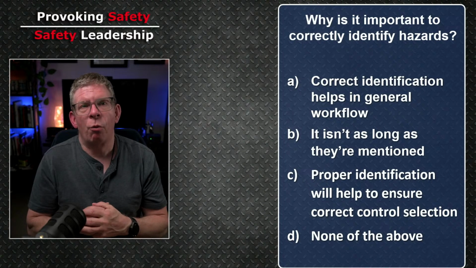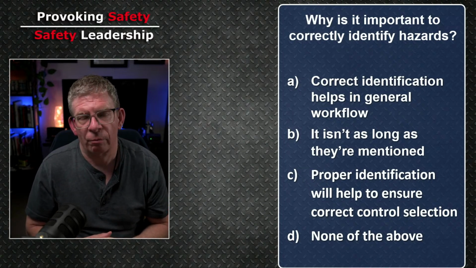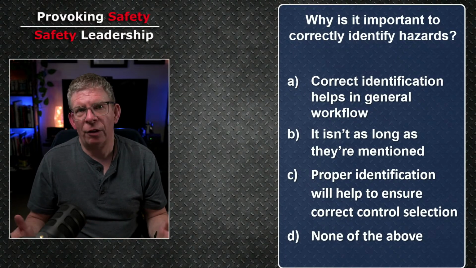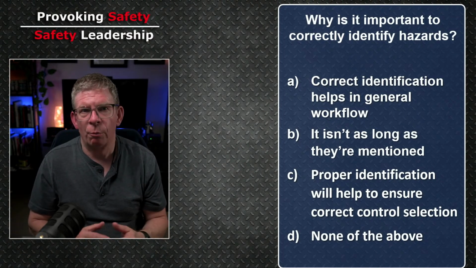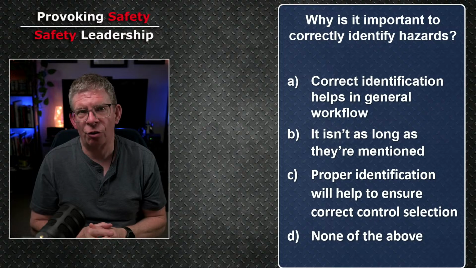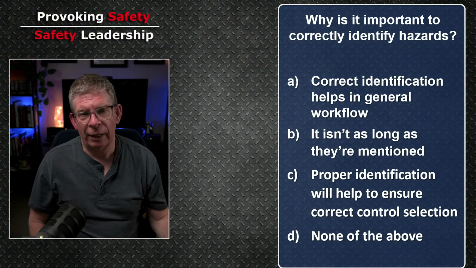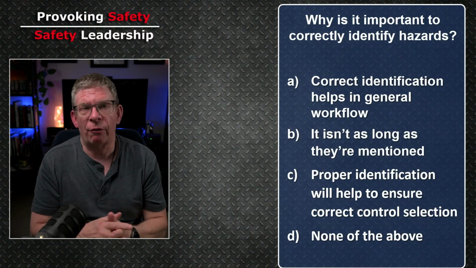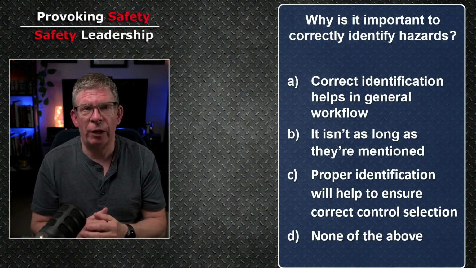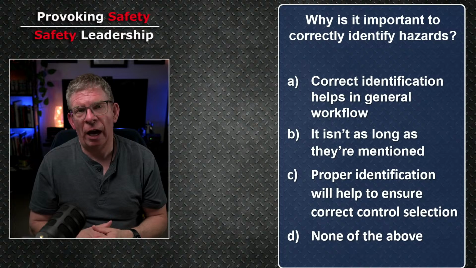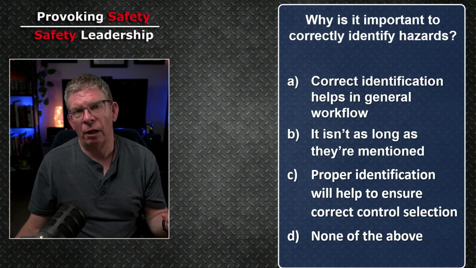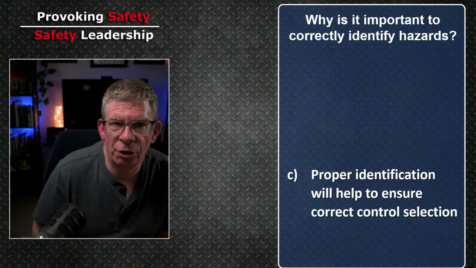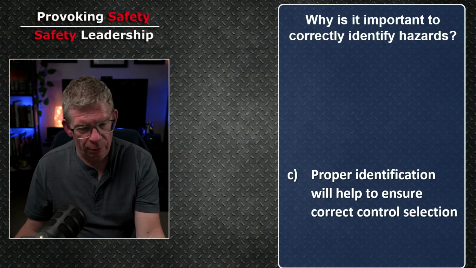Next question, why is it important to correctly identify hazards? A, correct identification helps in general workflow. B, it isn't as long as they're mentioned. C, proper identification will help to ensure correct control selection. Or D, none of the above. And I've mentioned this several times and in several different videos as well. Proper identification of hazards will help you implement the correct controls. So the answer is C. Proper identification will help to ensure correct selection. So there we go.